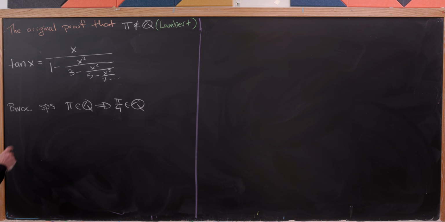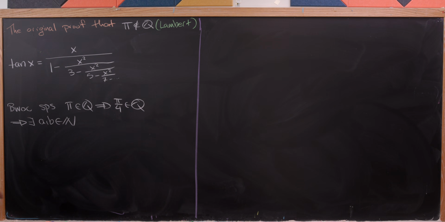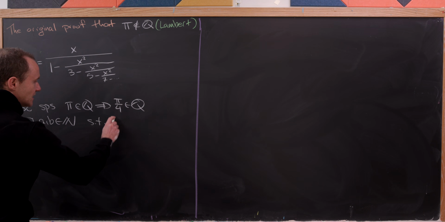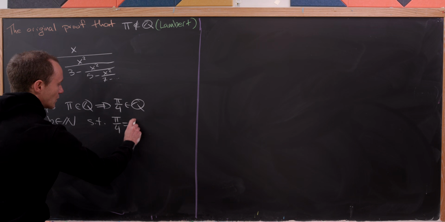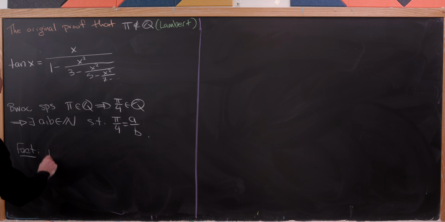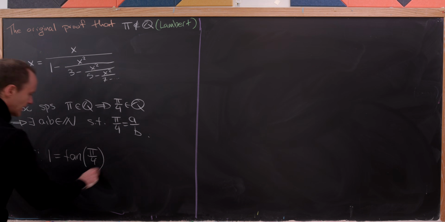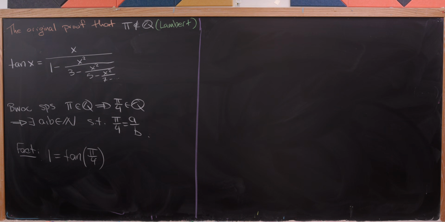I think that's pretty clear. But that means that there exist natural numbers that I'll call a and b, such that pi over 4 equals a over b. So we're expressing pi over 4 as a rational number. But now we're going to use the following fact along the way, and that is 1 is the same thing as the tangent of pi over 4. In other words, the tangent of pi over 4 is 1.